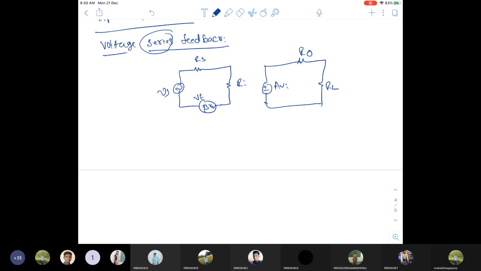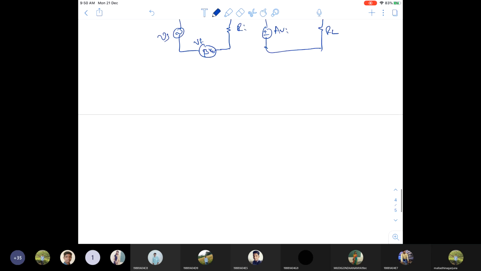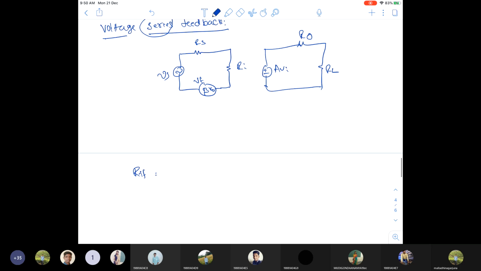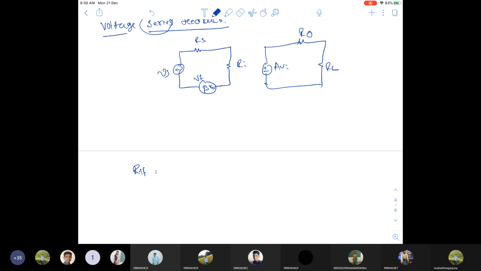From this, you can calculate the input impedance. For example, input impedance is RIF equal to what is the formula? Input is series connection, so I can write Vs by Ii. Why am I writing Vs? Because input is series connection, so voltage will be varied, so voltage Vs is better. If input is shunt connection, we have to take it as Is.